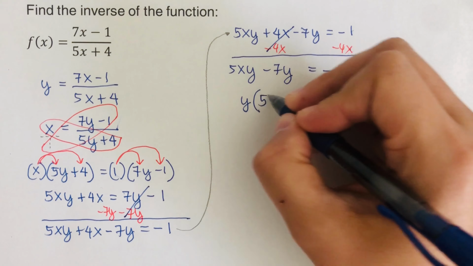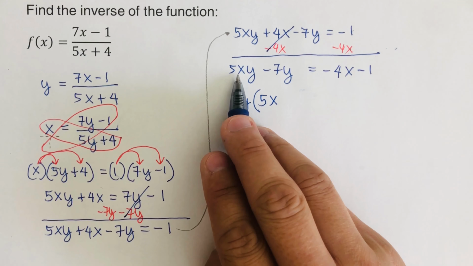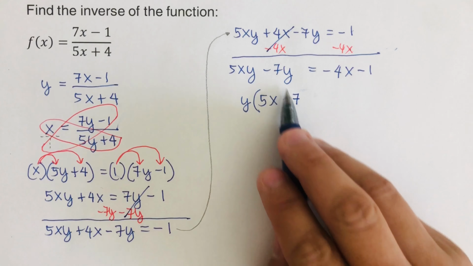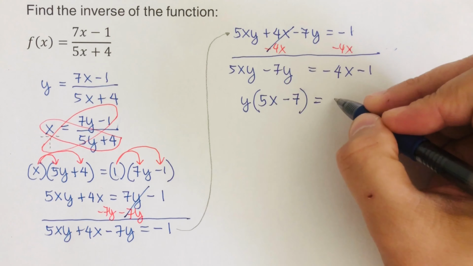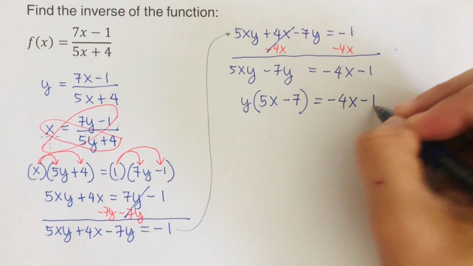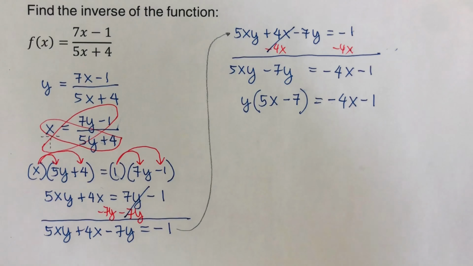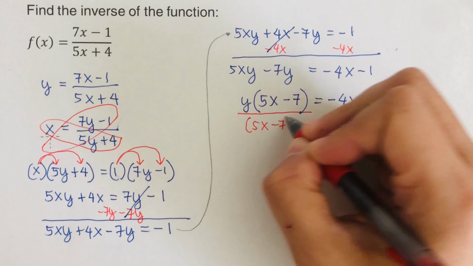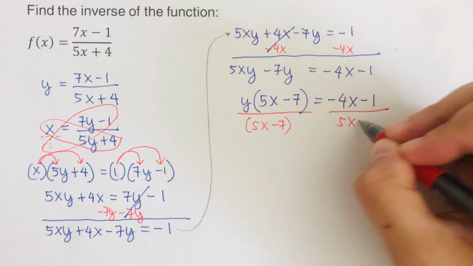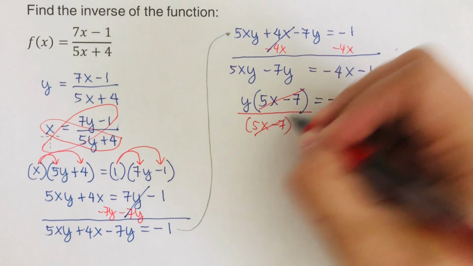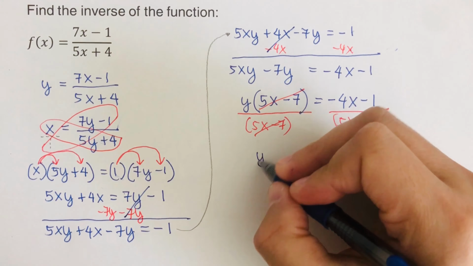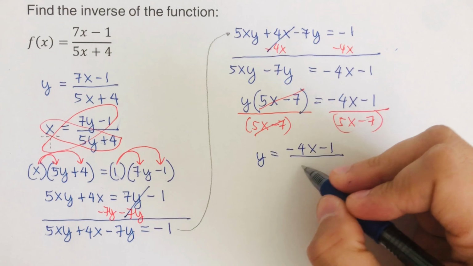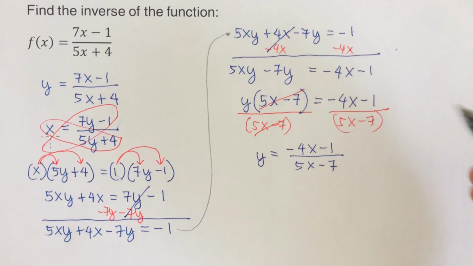So that would be 5x. So y times 5x is 5xy, and that's a minus 7, because you have a y times negative 7 is negative 7y, and that is equal to negative 4x minus 1. Since I want y by itself, we can go ahead and divide both sides by 5x minus 7. Divide this by 5x minus 7, so I can cross this out. We are left with y is equal to negative 4x minus 1 over 5x minus 7.